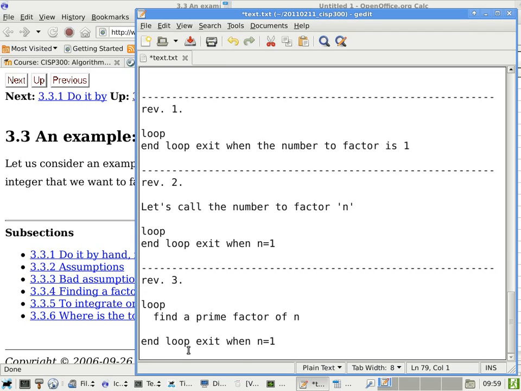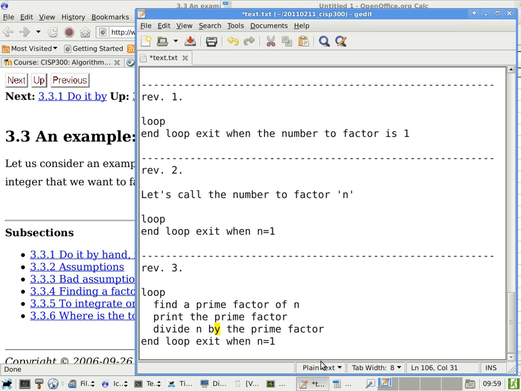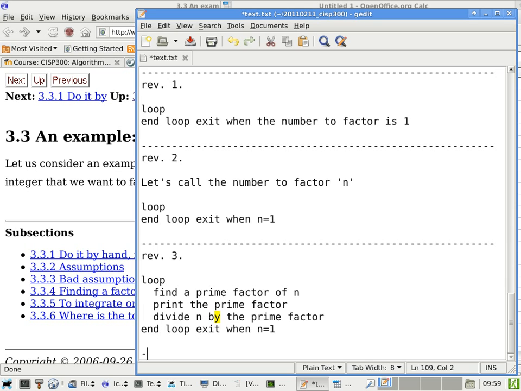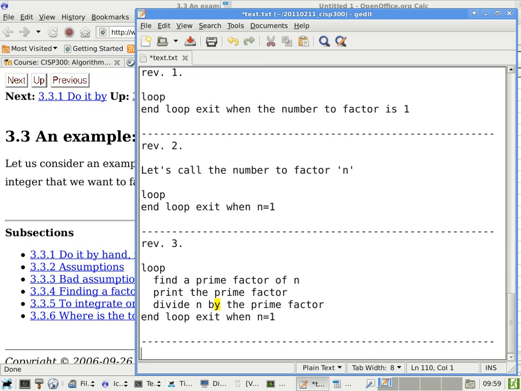Okay, so probably it would be a good idea to print the prime factor, because after all, the program is supposed to print all the prime factors out, otherwise it's not going to be very useful. And then the last thing to do is to divide n by the prime factor. It's kind of vague, it's all written in English. We're still searching for y.